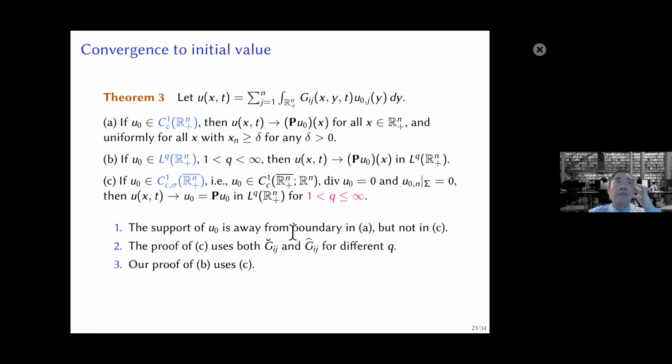Okay, the third theorem is about convergence to the initial value. We look at this solution formula for initial value U0. There are three cases. The first one is the easiest: U0 is C1 with compact support, and we don't assume divergence free. Then the solution converges to PU0 for all x, and uniformly if xn is away from 0, so uniformly for xn greater than delta, for any delta. That's the first case. The second case is for L^q, where q is between 1 and infinity. In this case, you converge to PU0 in L^q. The last case, U0 is C1 and divergence free.